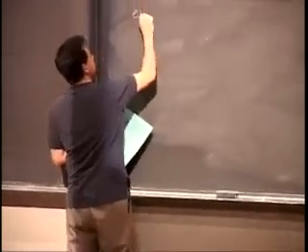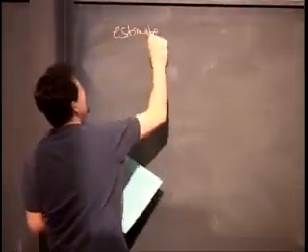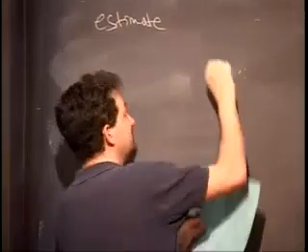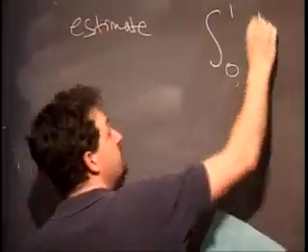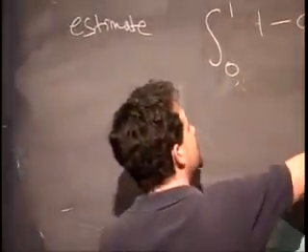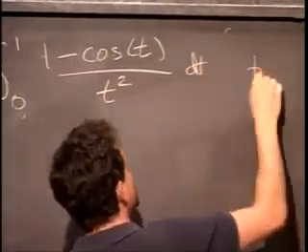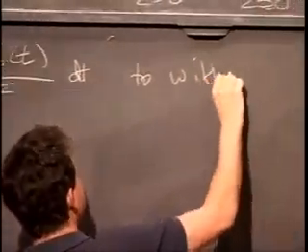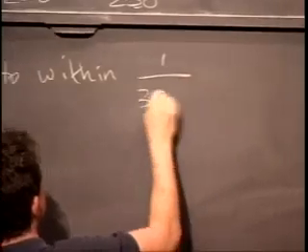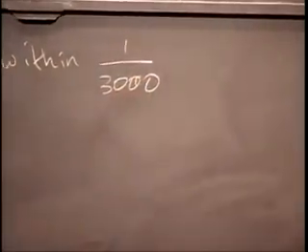Estimate, and it's going to be an integral, the integral from 0 to 1 of 1 minus cosine of t over t squared dt to within 1 over 3,000. Yuck. Looks horrible. Not as bad as you think, though. I'll try to explain. We need a function.